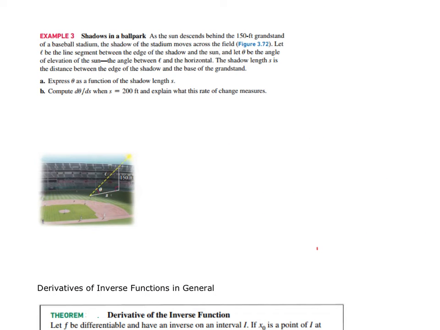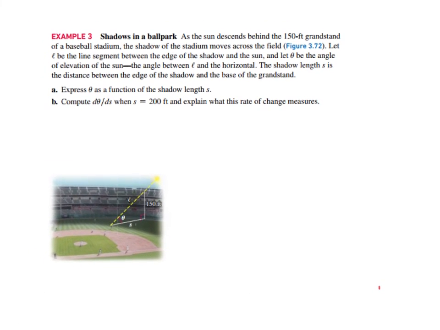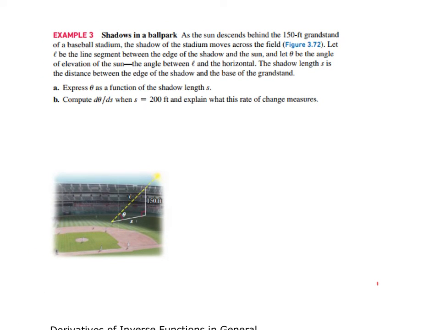Let's take a look at an application problem, which is one place that we might run into the derivative of an inverse trig function. So for this example, we have shadows in a ballpark. As the sun descends behind a 150-foot grandstand of the baseball stadium, the shadow of the stadium moves across the field. Let L be the line segment between the edge of the shadow and the sun, and theta be the angle of elevation of the sun, the angle between L and the horizontal. The shadow length S is the distance between the edge of the shadow and the base of the grandstand.